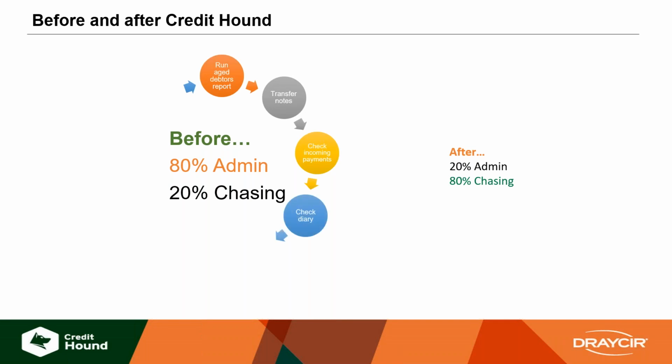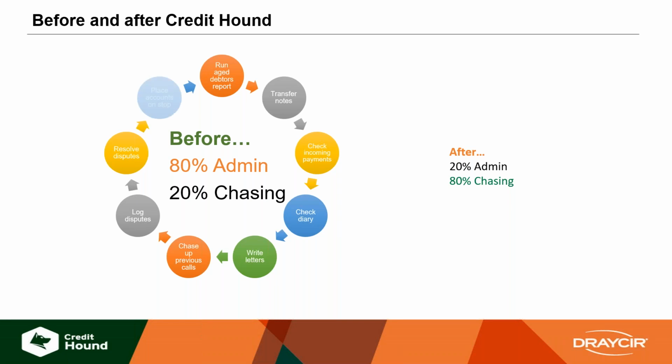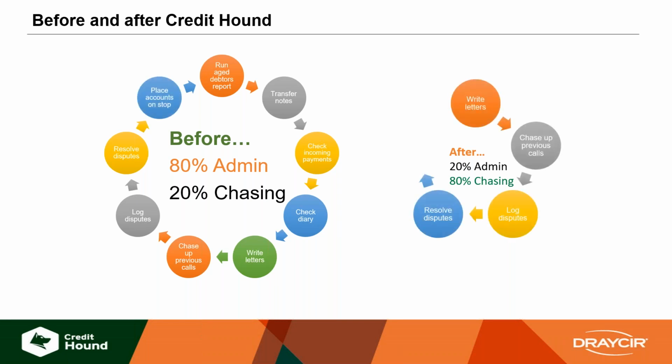And just to expand on that point a little bit more and give you an idea of the amount of steps that Credit Hound can take out and automate for you. So before Credit Hound, typically we'd spend 80% of our time on admin and just 20% of our time actually chasing customers. And that's because often businesses are doing this manually. So you'll be printing aged debtor reports, which are also not in real time. So by the time you've printed them out, they're instantly out of date.